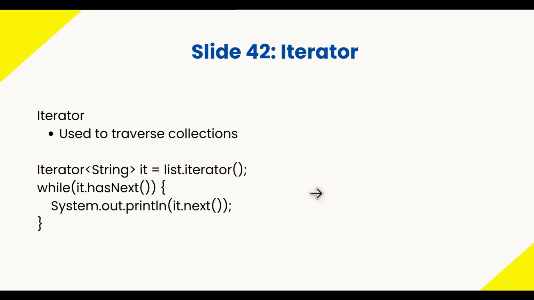The hasNext method is used to check if there is a next element. The next method is used to get the next element, and the remove method removes the last element returned by the next method. Iterator has some common methods: hasNext for checking if there is a next element, next for getting the elements, and remove for removing the last element returned by the next method. So these are the common methods we use in an iterator.